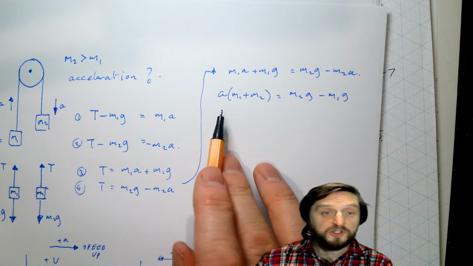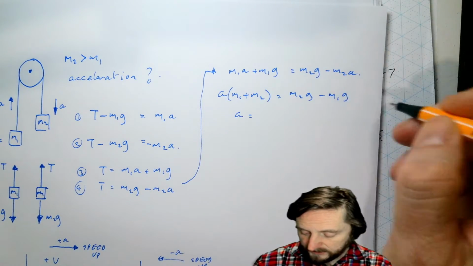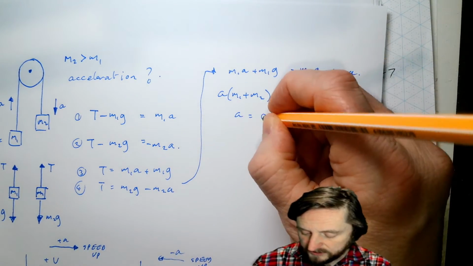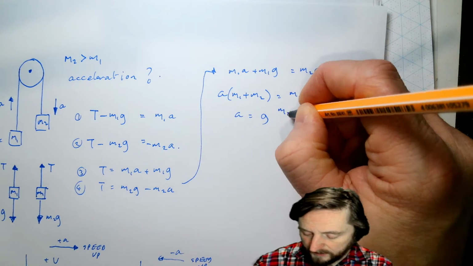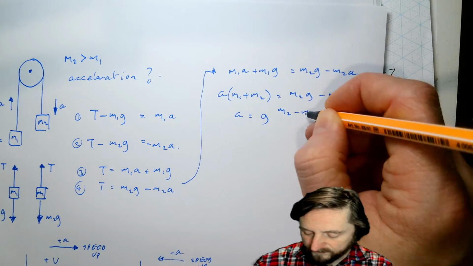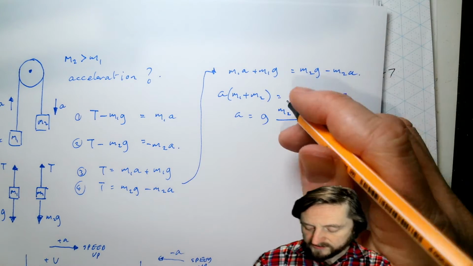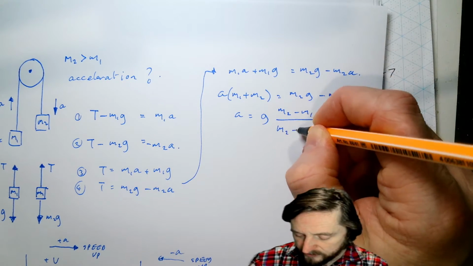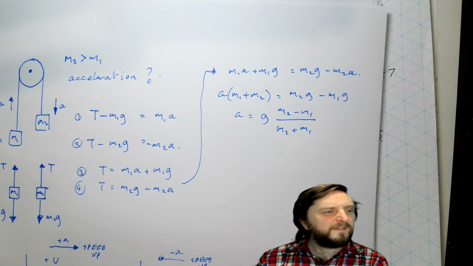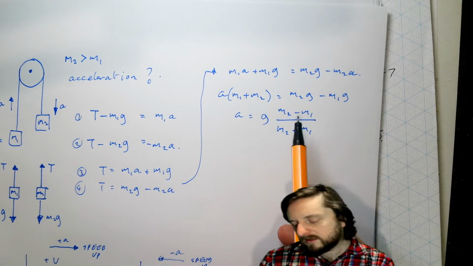And then you can see I can just divide through by this factor. And I'll take the g out on the side. We're going to have g times m2 minus m1, divided by, and just to keep it looking symmetrical, I'm going to say m2 plus m1 here. Okay? So, does this make sense?